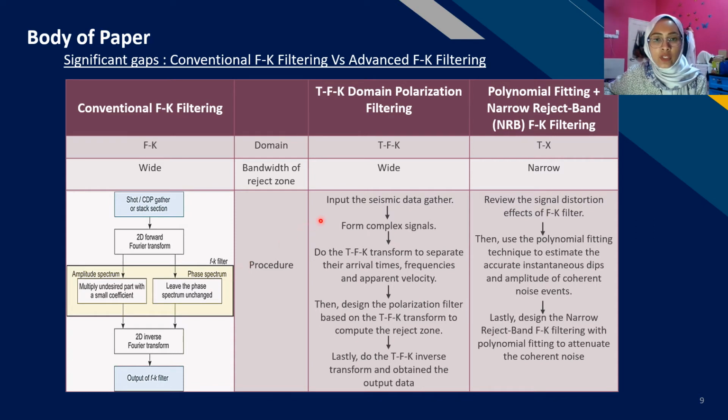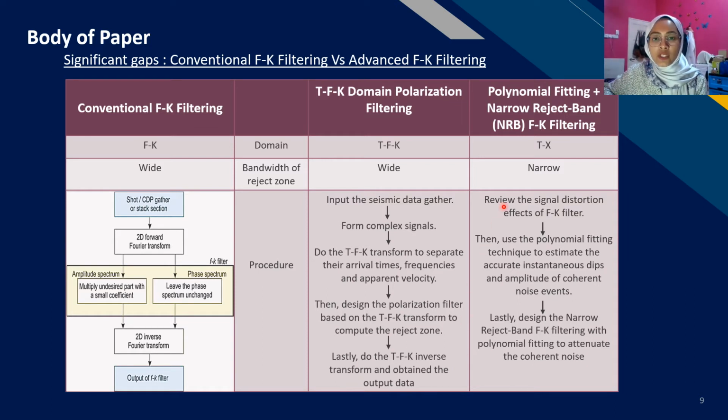While for the TFK domain polarization filtering, the input seismic data gather must be formed first, the complex signal with radial component as the real part and vertical component as the imaginary part. Then do the TFK transform to separate the arrival time, frequencies, and apparent velocity. Next, design the polarization filter based on the TFK transform to compute the reject zone. And lastly, do the TFK inverse transform and obtain the output data.